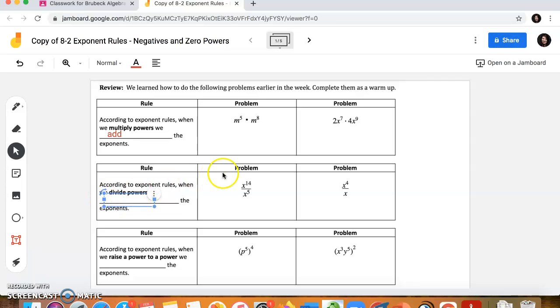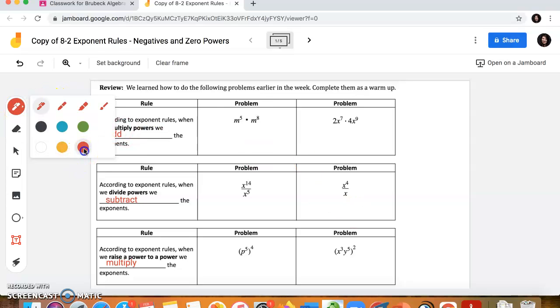Then according to exponent rules, when we divide powers, we subtract the exponents. And when we raise a power to a power, we multiply the exponents. So in class, I stopped here and said, okay, students, here are the rules on the left. Now please take 5 minutes and solve these 6 problems on the right. If you want to pause the video and try to solve those problems on your own, you can. I, however, am going to go over these problems myself.